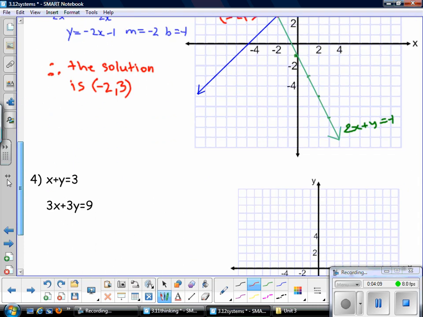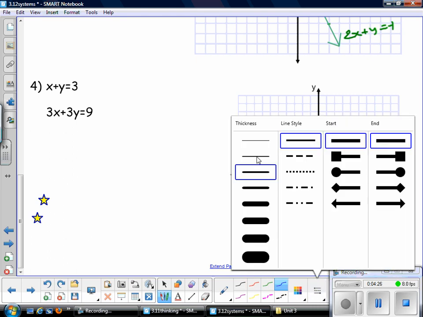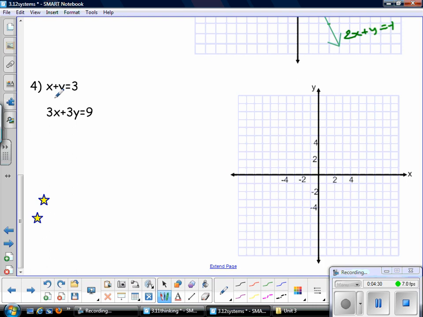All right, one more example. Okay, so neither one of these is in the correct form. Some of you, if you look at those equations carefully, might notice something about them, but maybe you don't yet, and that's fine. So let's take a look at this one. The first thing I'm going to do is subtract x from both sides, and when I do that, I end up with y equals negative x plus 3.